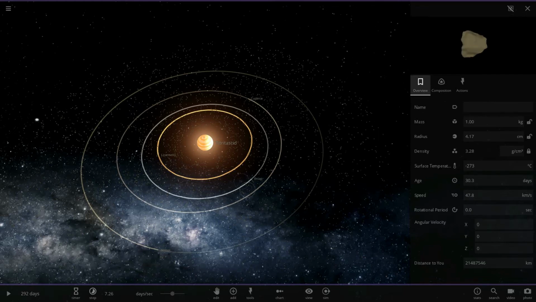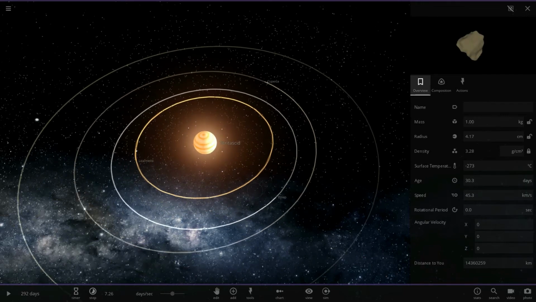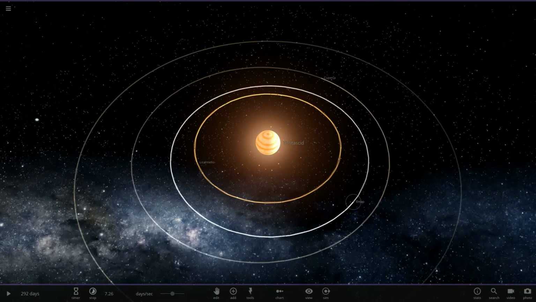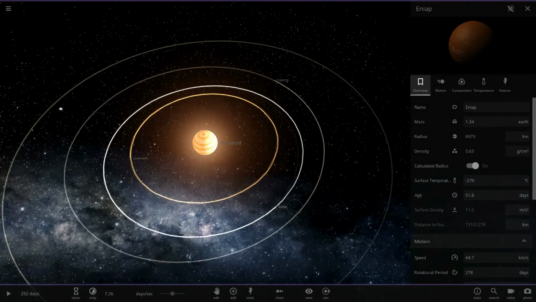Why can't I switch to the planet? Let me switch to the planet. Planet, please. Oh, because the planet's right there, that's why. There you go, that's the planet.